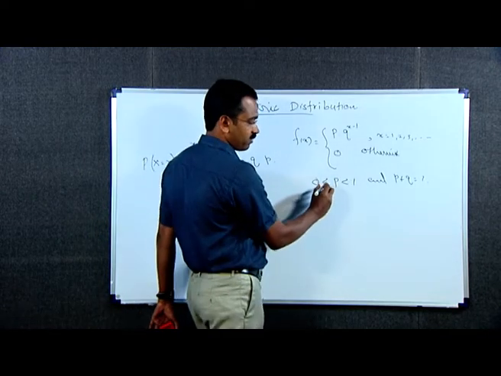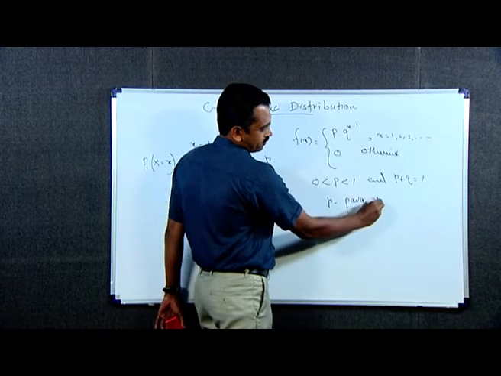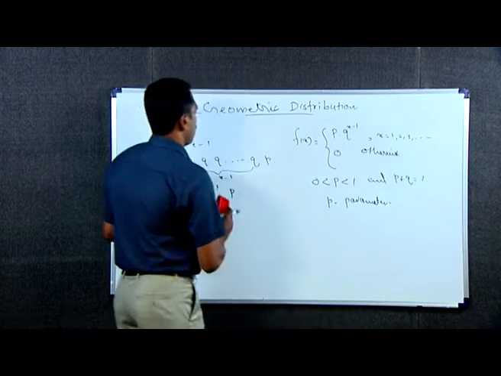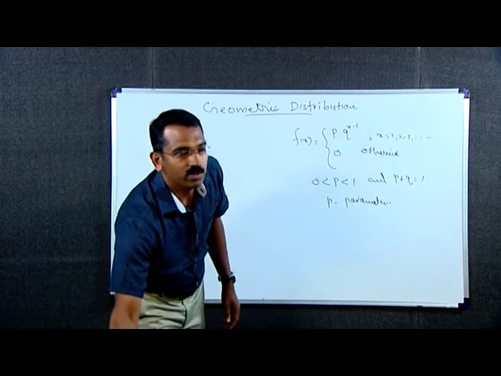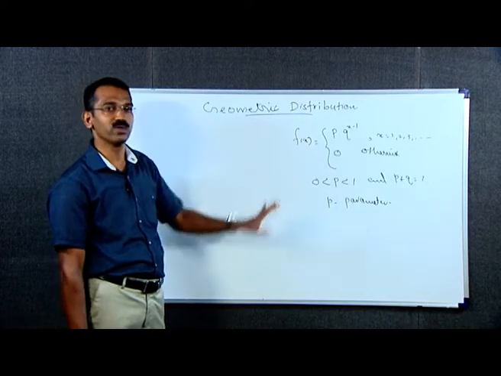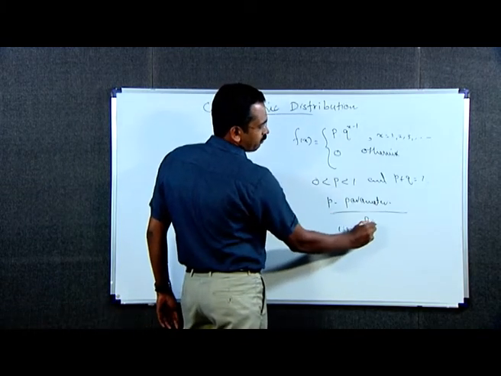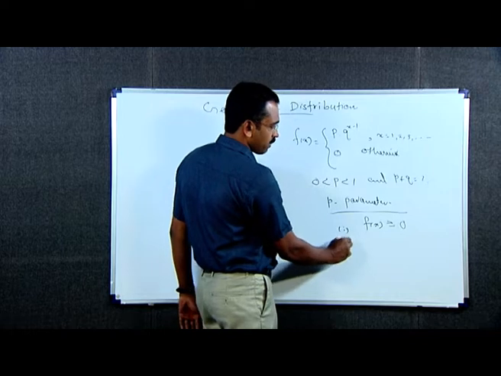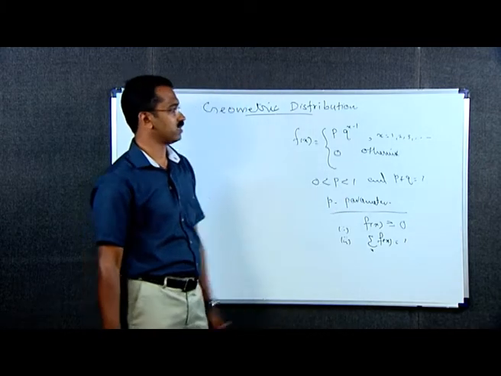Here p is referred to as the parameter of the distribution. p is the parameter which lies in the interval 0 to 1. Now we can verify that this f of x is a probability mass function. A function is a probability mass function if and only if two conditions hold. First, f of x is greater than or equal to 0 for all values of x, and second, the summation over all values of x of f of x is equal to 1. Now we can verify these two conditions.